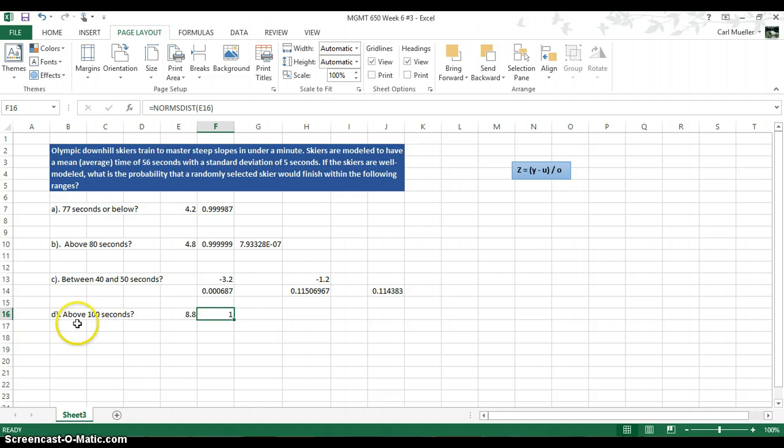So what does that mean? But remember, this is above. See how we did above here is we subtracted by 1 to get our value. So you can imagine here, what's it going to be? 1 minus 1. There is virtually no chance that an Olympic downhill skier is going to have a run above 100 seconds, given the mean of 56 seconds for all skiers and the standard deviation of 5. So there is virtually no Olympic skier that will have this if they're randomly selected.